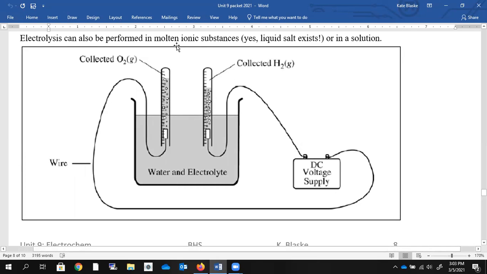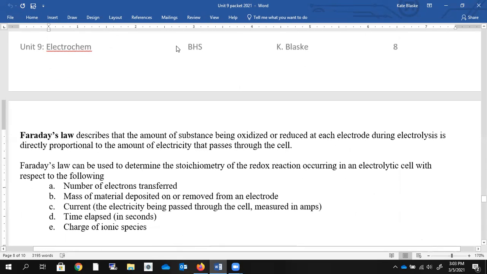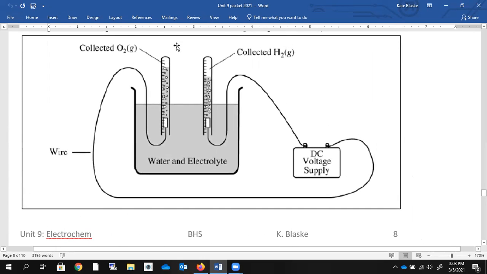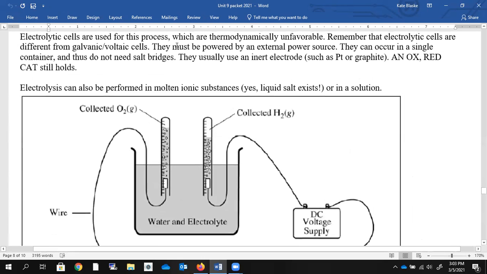Yes, you can melt salt. It's got to be really hot, but you can do it. So the basics of everything else still follow the same way. We still have a cation, we still have an anion. The oxidation still happens at the anode. Reduction still happens at the cathode. Electrons still flow from one electrode to the other.